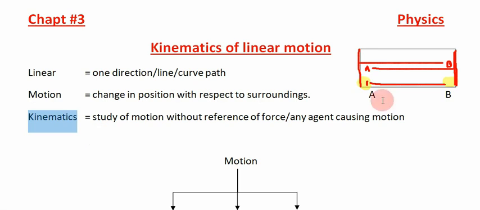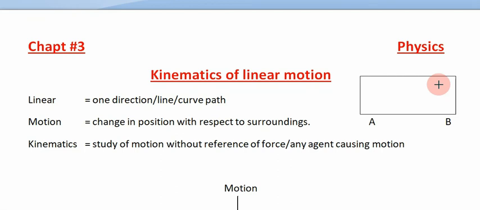It means that we don't have to learn about the causes of motion, that is, who caused the motion. We only study the type of motion, how much distance it covers, in how much time that particular distance is covered, what the velocity is, what the acceleration is, and so on. So kinematics is simply the study of only the movement of any object.